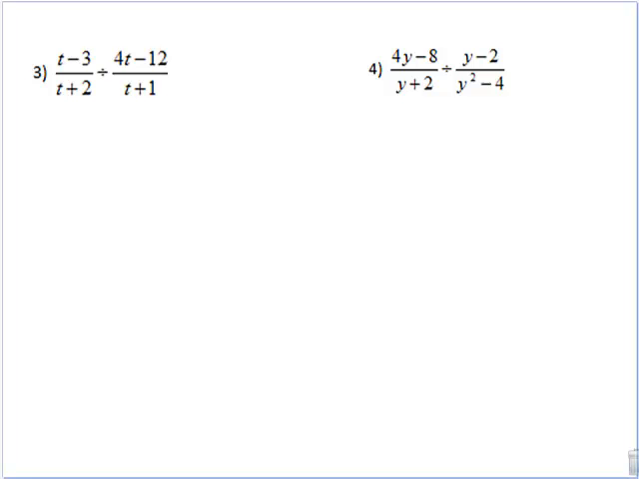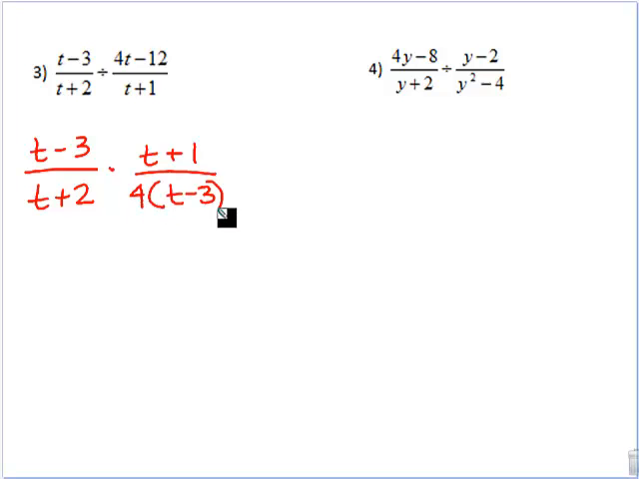So, t minus 3 over t plus 2, is there anything that we can factor in that first one? No. Okay, so we're going to just leave it as t minus 3 over t plus 2 times. Now, what will become our numerator? T plus 1. Can we factor that? Okay, so we'll leave it as t plus 1 over 4t minus 12. Can we factor that? We can take the 4 out, and what will we be left with? T minus 3.